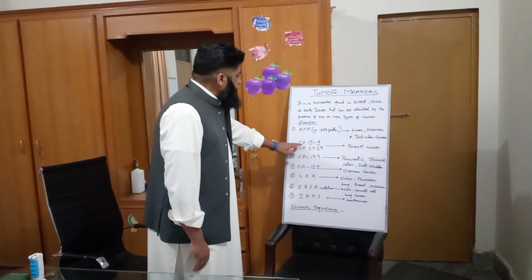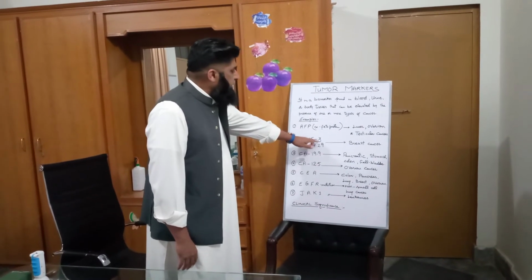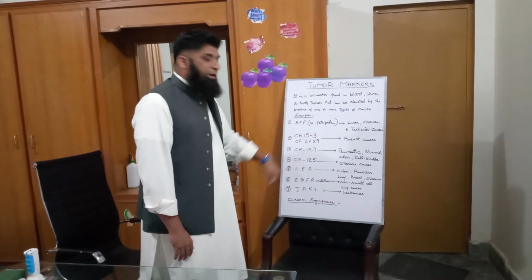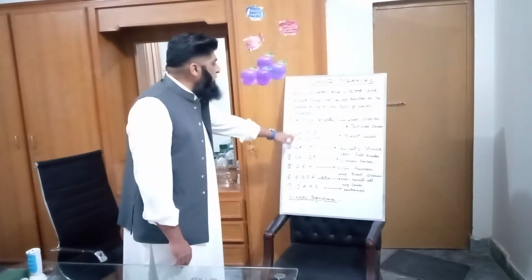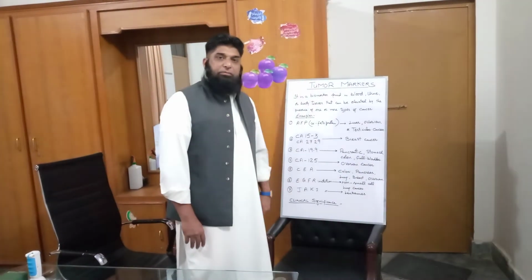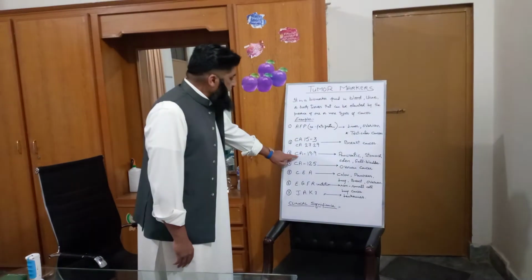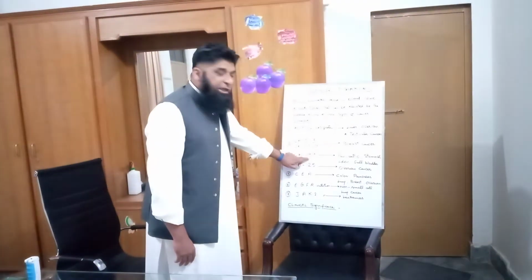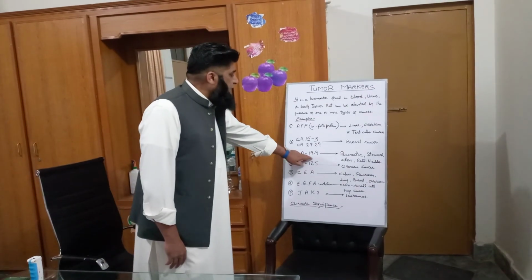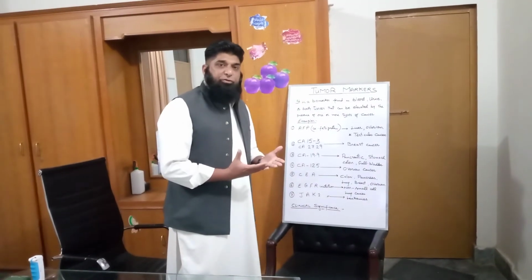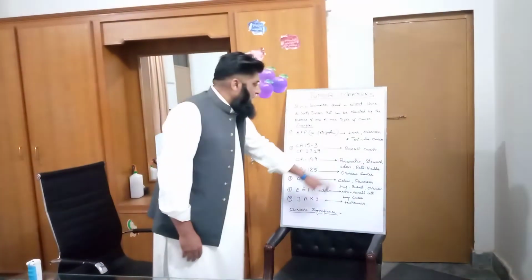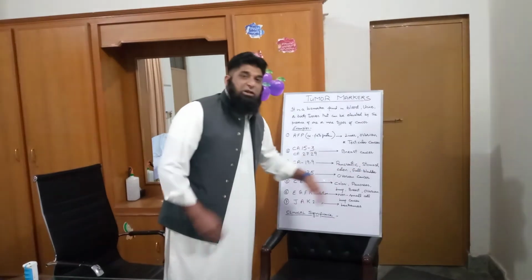Now, CA15-3 and CA27.29. Students, these two tumor markers are indicative of breast cancer. Number third, CA19-9. This tumor marker is indicative of different types of cancers like pancreatic cancer, stomach cancer, colon cancers and even gallbladder cancers.